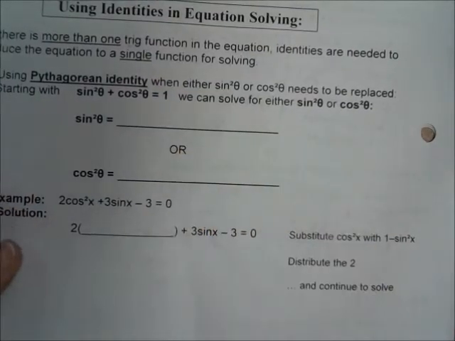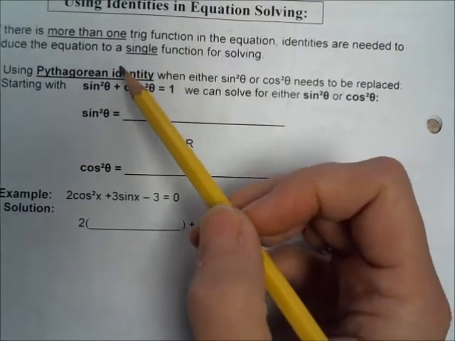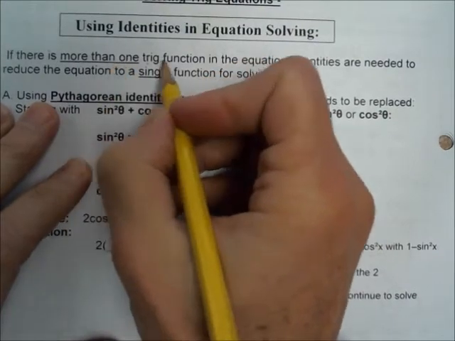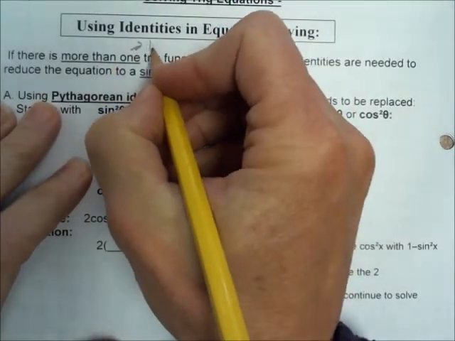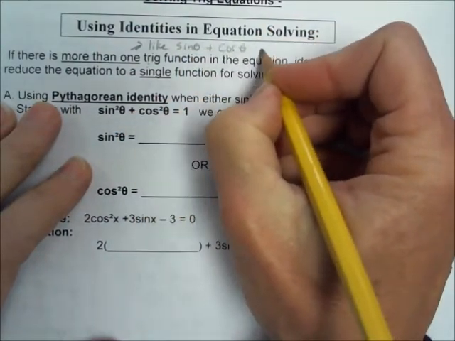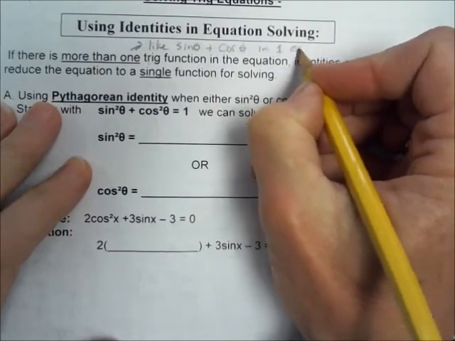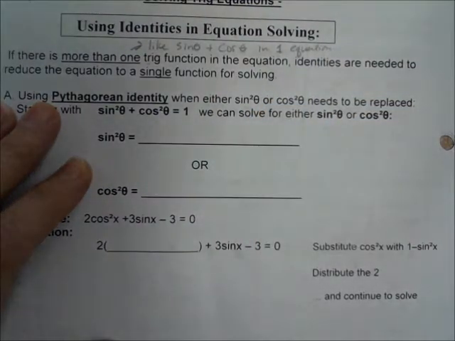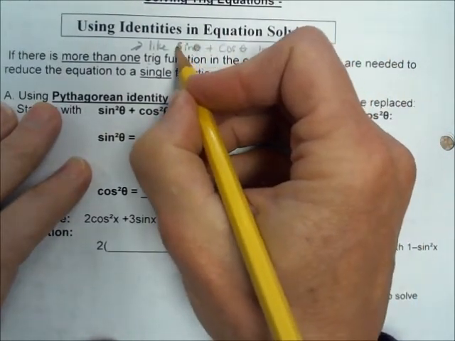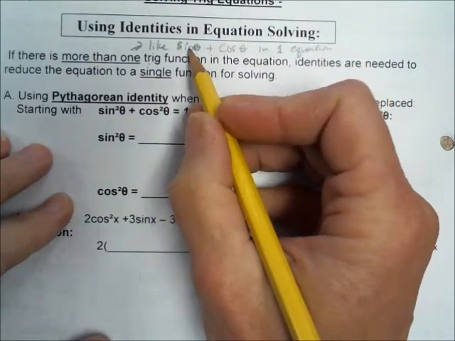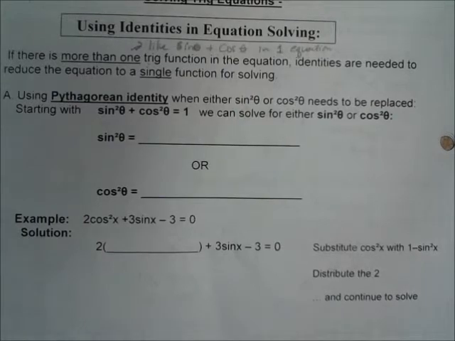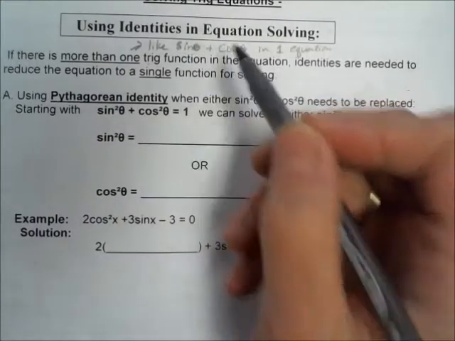But what we're going to see here is we're going to have, for example, both sine and cosine in one equation. So when I say more than one trig function, we're going to see something like sine of theta and cosine of theta in one equation. If you remember, we like to let x equal sine of theta or x equal cosine theta, depending on what we have. Well, what we have is something like an x and a y in one equation. And it's impossible to solve a single equation if you have two variables.